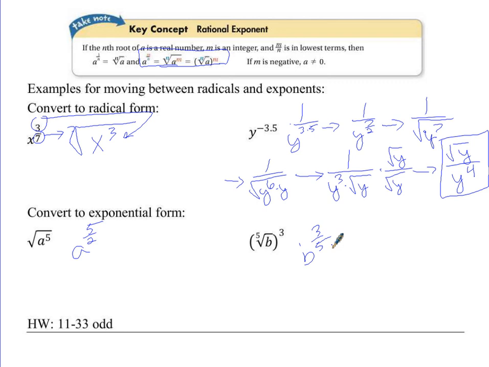So we're like halfway through the section already. 11 through 33 odd. You guys are capable of doing all those.